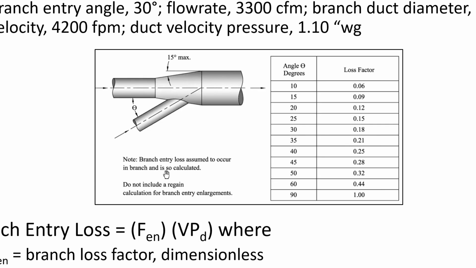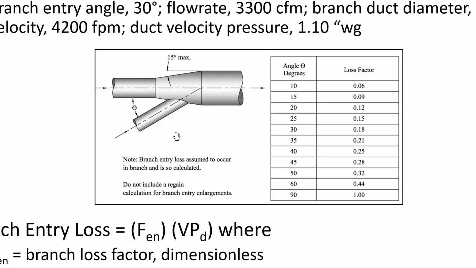Now, note that we only calculate our losses in the branch and not in the main. And we're not going to include a regain calculation, even though you think, well, we have 2 smaller ducts going into a larger duct. What about a regain? Well, we're not going to calculate a regain because in some cases that actually becomes a loss and not a regain. And we'll deal with that in a later part of this webinar.